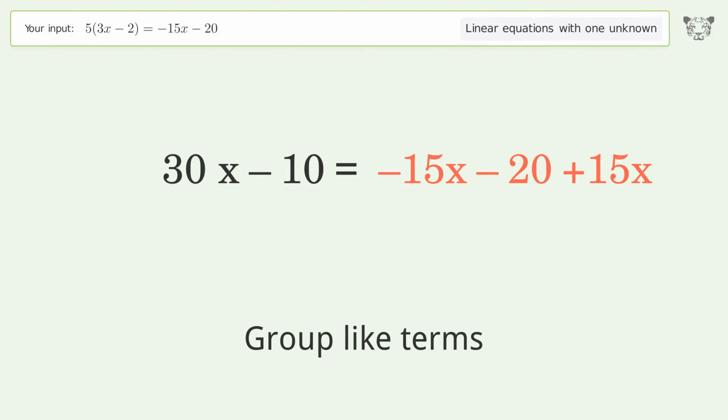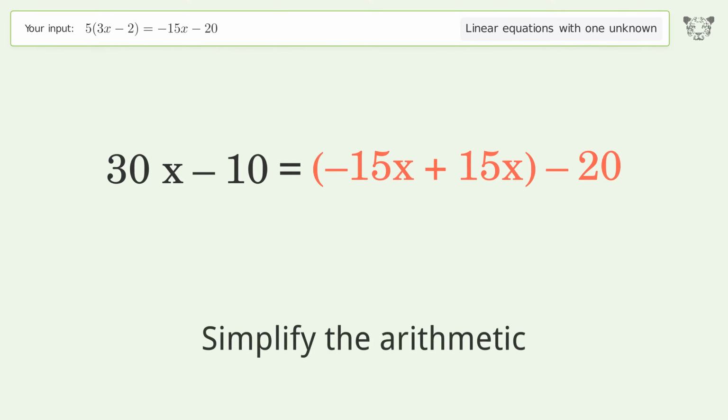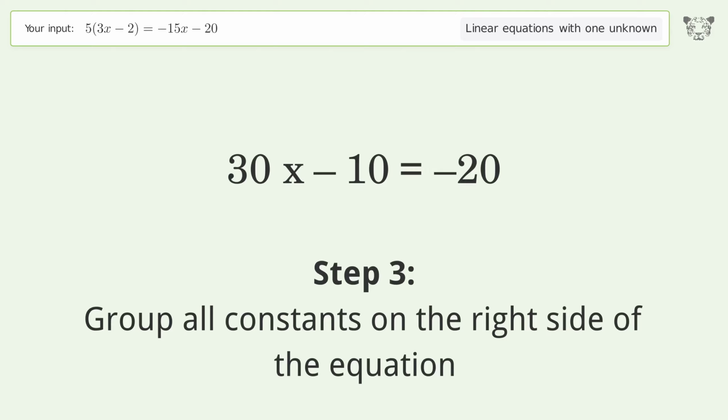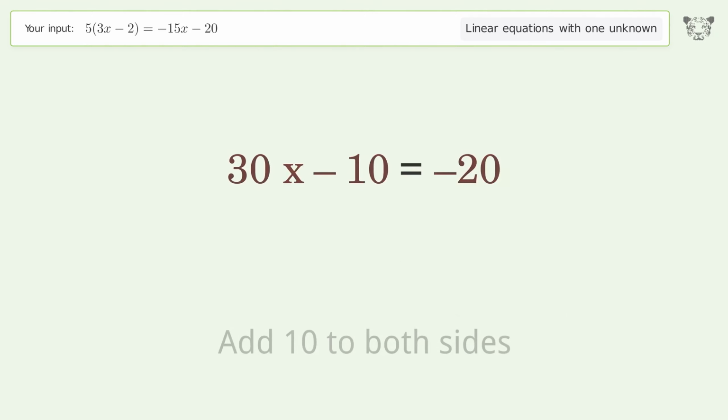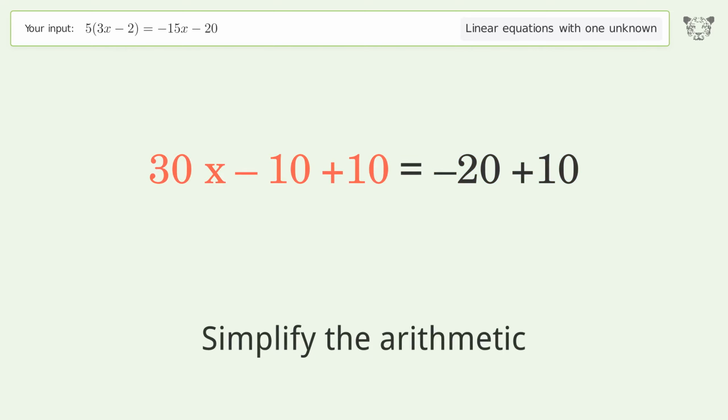Group like terms. Simplify the arithmetic. Group all constants on the right side of the equation. Add 10 to both sides. Simplify the arithmetic.